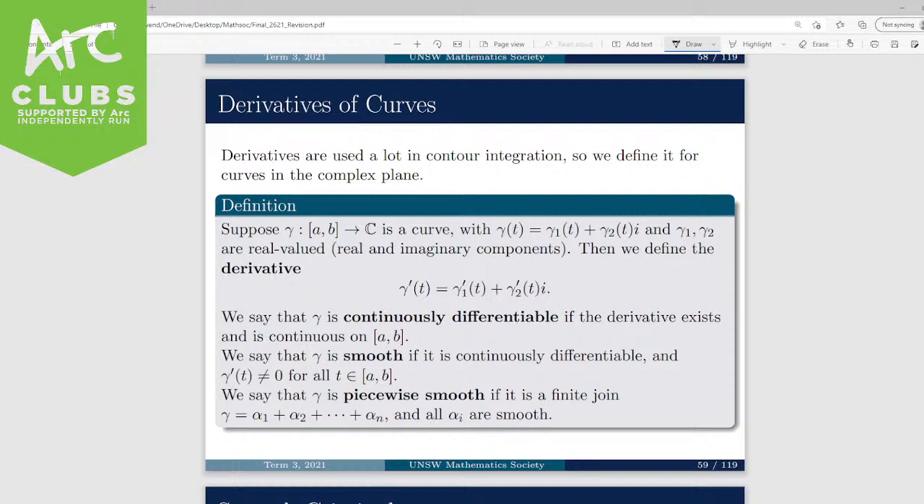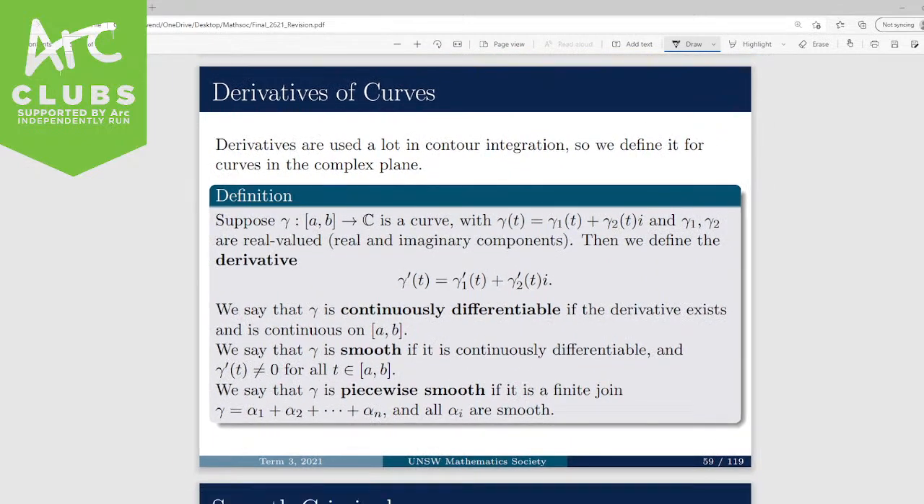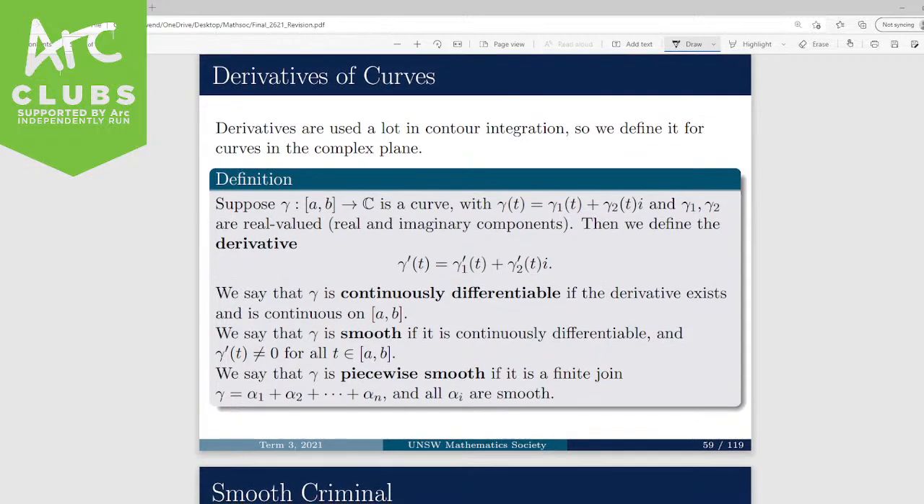It feels like kind of a bad definition of continuously differentiable, but yeah, that really is. Now this is more interesting: it is smooth if it's continuously differentiable, but the derivative never equals 0 at any point. So just be a bit careful about what a smooth thing is. And it's piecewise smooth if it's a finite join of a bunch of smooth stuff.